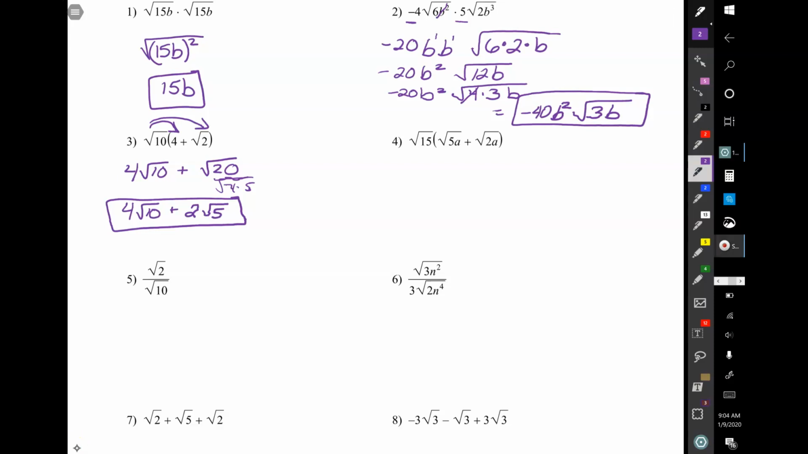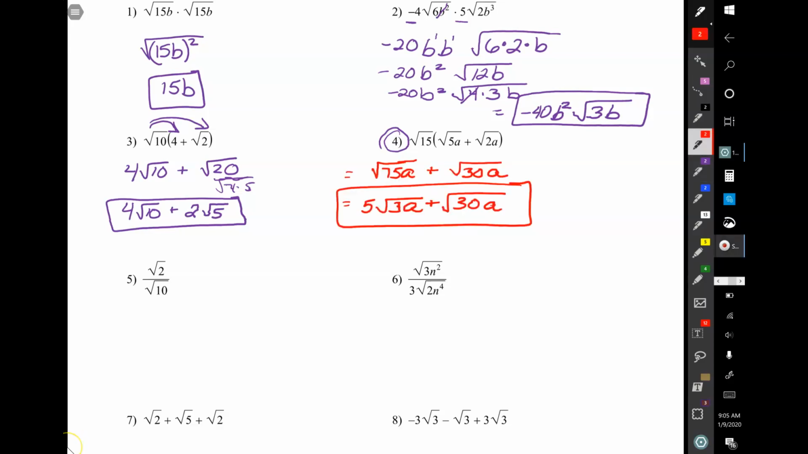So I'd like you to pause the video and try number 4, which is square root of 15 times quantity square root of 5a plus square root of 2a, close parentheses. So here for number 4, we would distribute, we get square root of 75a plus square root of 30a. Then we can simplify that 75a to be 25 times 3a, and square root of 25 is 5. So that's what I have right here, 5 times square root of 3a.